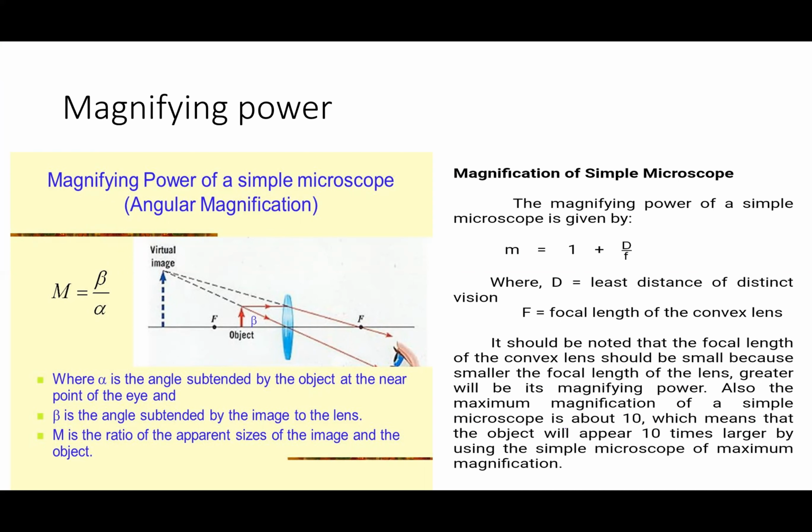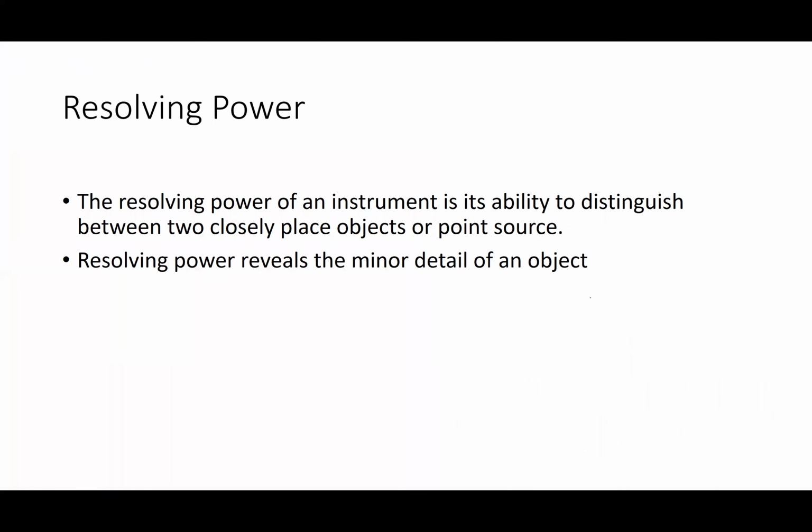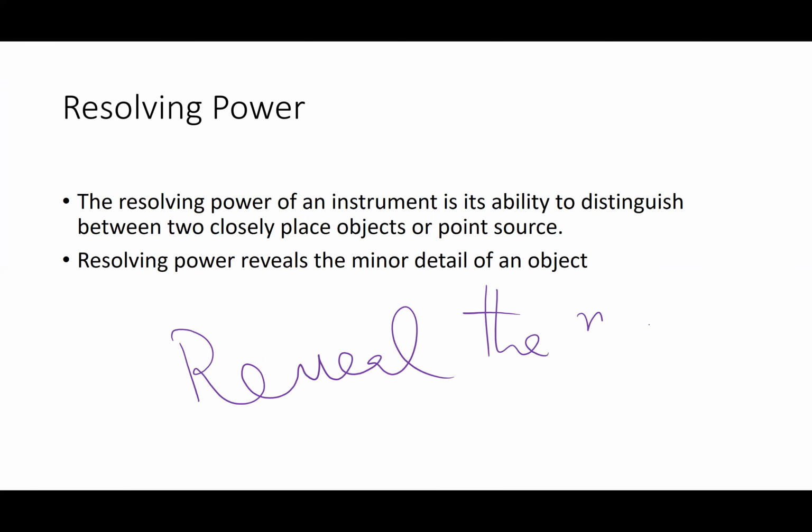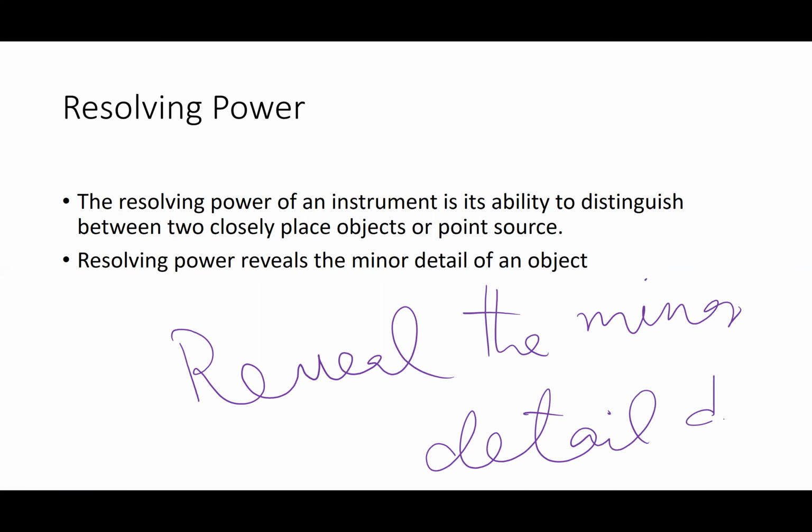Resolving power is used to reveal the minor detail of an object. The magnifying power of a microscope is equal to 1 plus d by f, where d is the least distance of distinct vision.